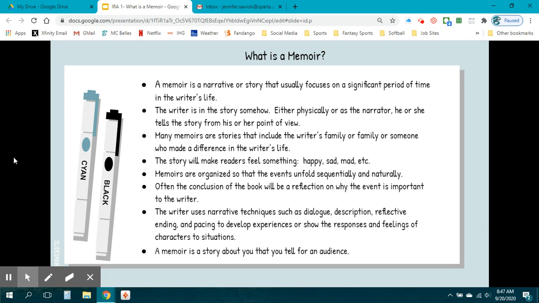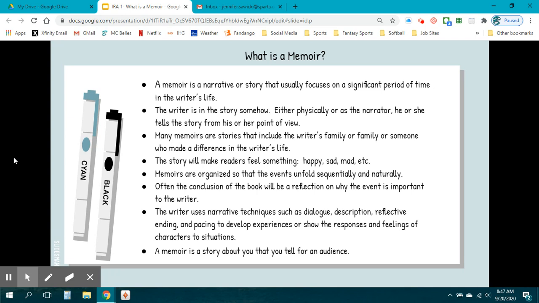A memoir is a narrative or a story that usually focuses on a significant period of time in the writer's life. So this story had the young girl going up to her cabin with, it appears to be her grandparents, and focusing in on just the special things she did while she was up there, right?